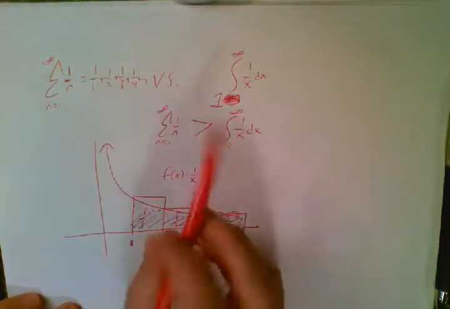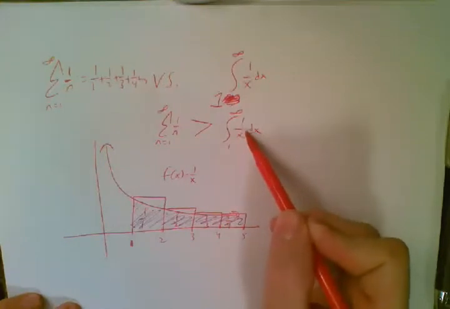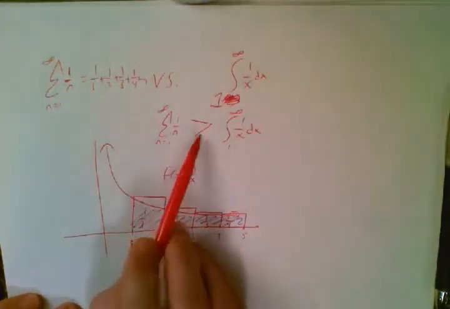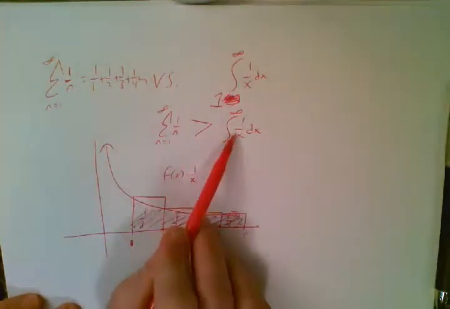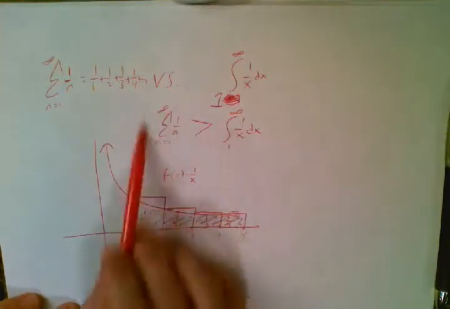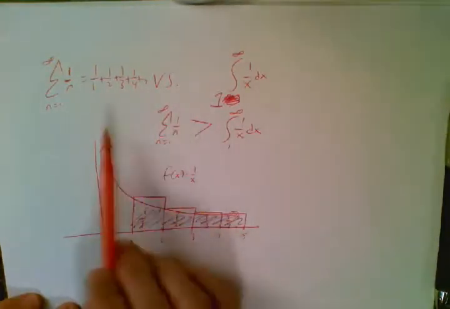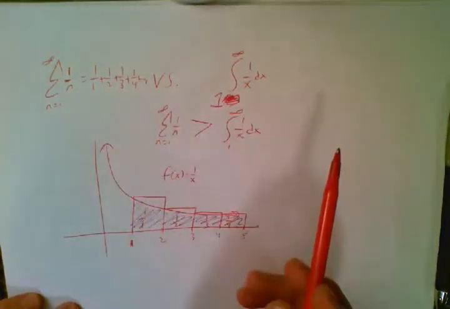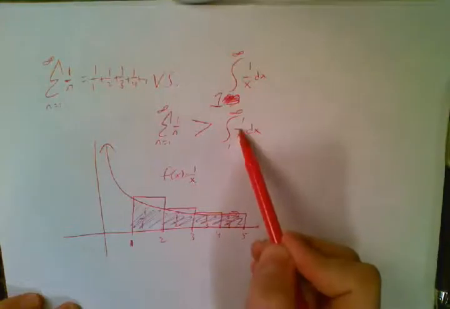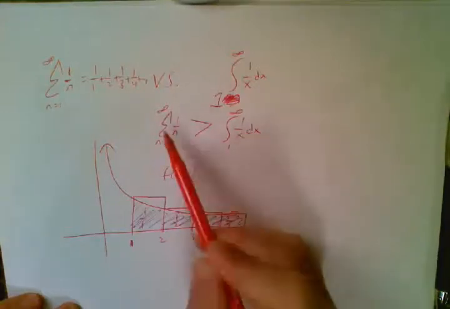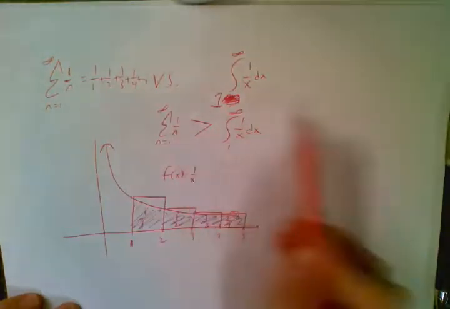Okay? But if this integral diverges, and we show that this series is bigger than a divergent integral, then this series must also diverge because it's bigger than something that doesn't have a boundary. Okay, so if this integral is going off to infinity, well then the series must be going off to more than infinity.